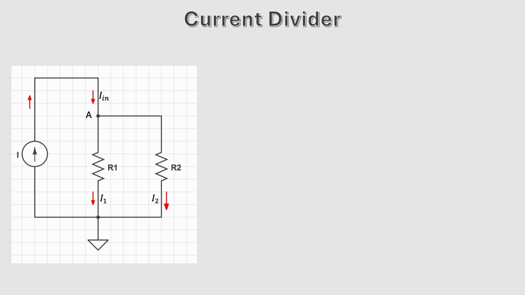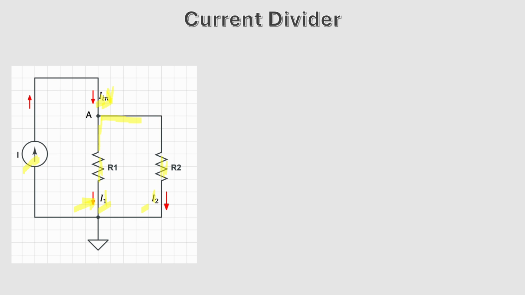In this circuit diagram, I is the current source. From I, it supplies the current I in, and this current is divided into two currents. One is I1, another is I2. I1 passes through resistor R1 and I2 passes through resistor R2. So that means this current I in is divided into I1 and I2.